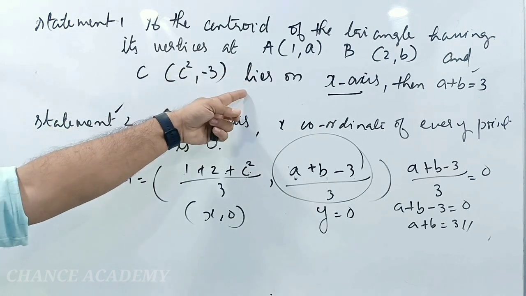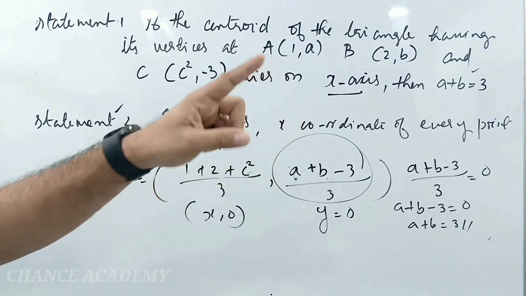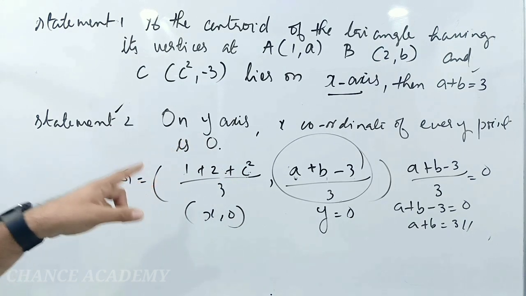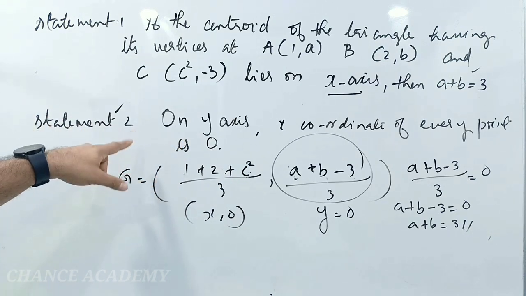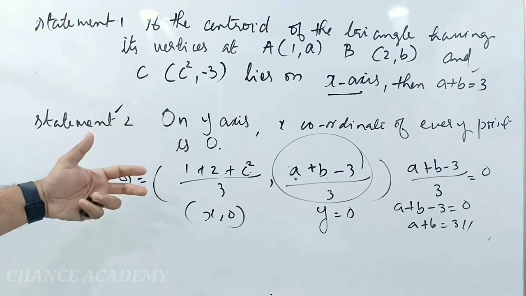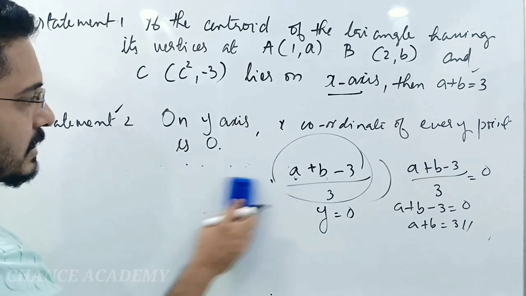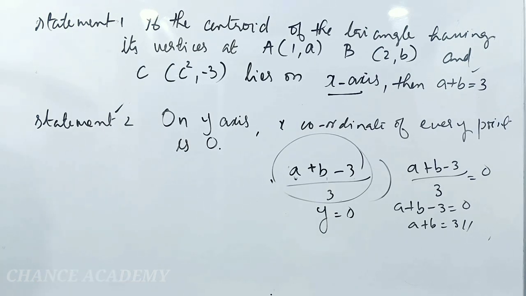If it was on the x-axis, the y-coordinate of every point will be equal to 0. If that was the reason instead of this, that could be considered an explanation for the assertion. Even the formula could be considered as the reason for the assertion. Since it has no connection with the assertion, we cannot take this as the correct explanation for statement 1. So your answer will be option B: both 1 and 2 are true, but 2 is not the correct explanation for the assertion.